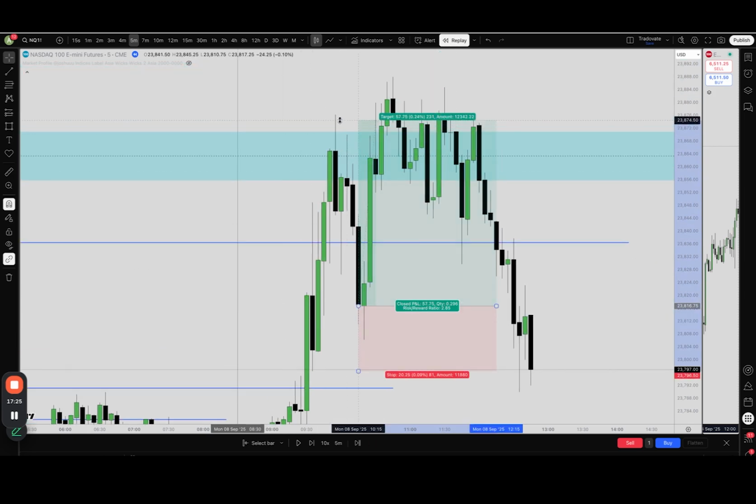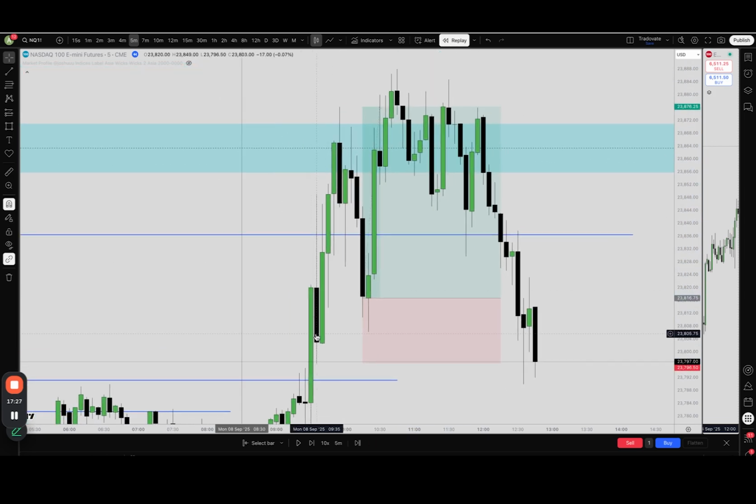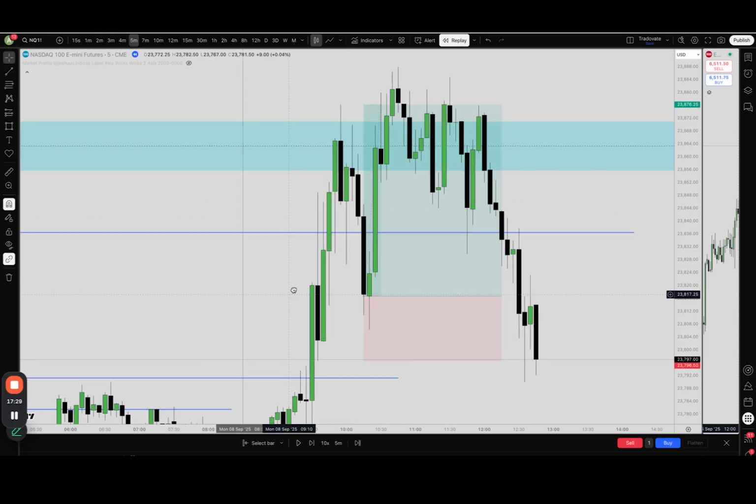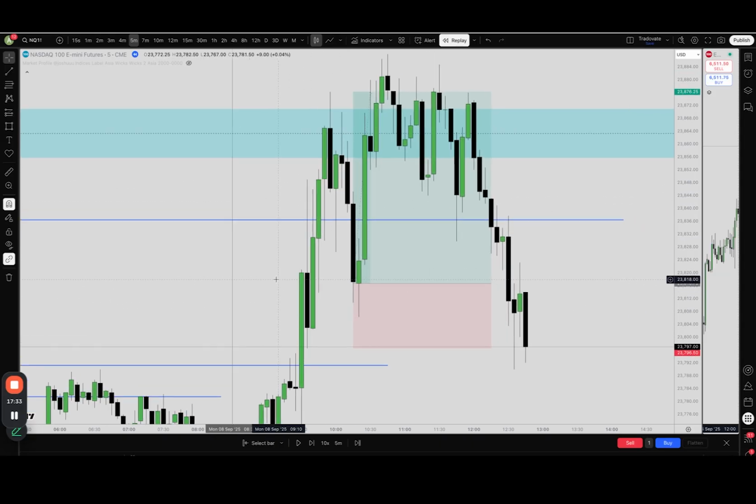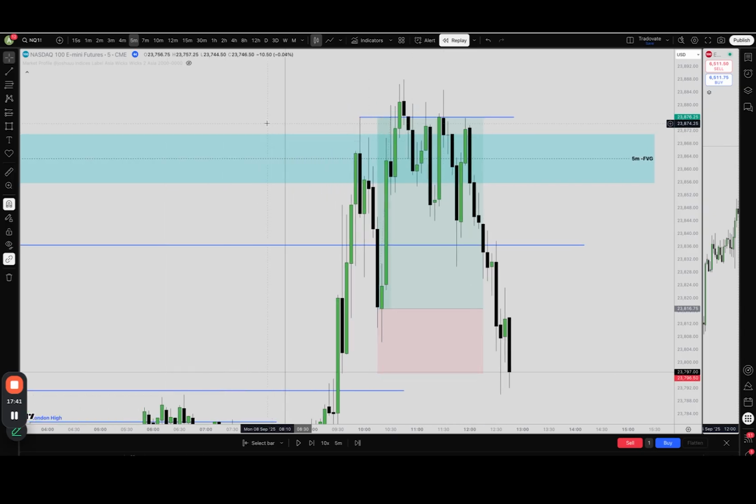And where are you targeting? You're targeting this high. The reason why this one's the order block? This black candle right here is an order block. So price comes back down into the order block, you enter off the order block, you target the next opposing high right here. Boom, easy. A+ setup right here.